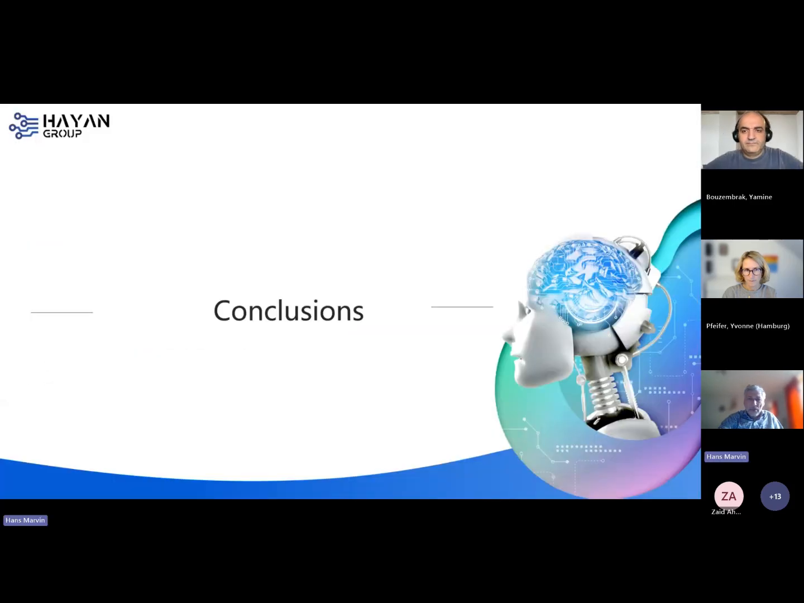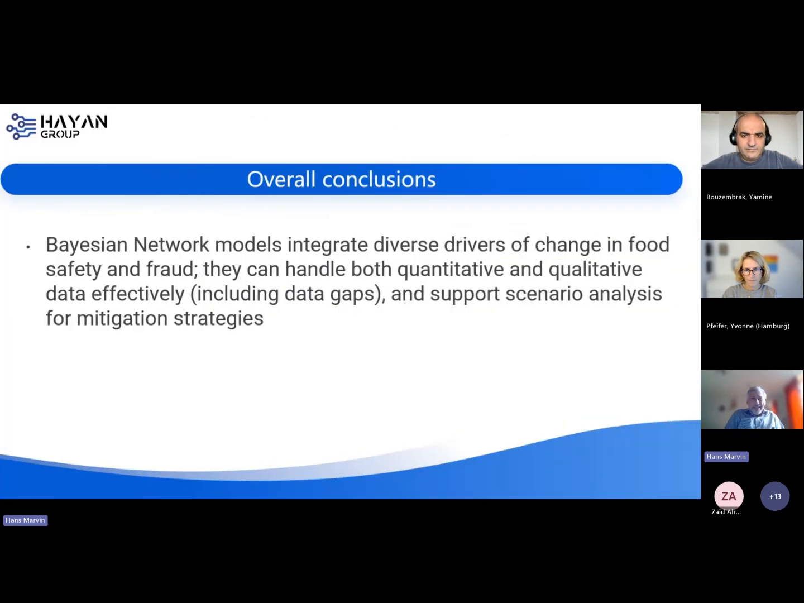And now I'd like to make some conclusions, which I hope you can maybe use for inspiration. The Bayesian network models, I hope I showed you and convinced you, can integrate diverse drivers of change in food safety and food fraud. They can handle both quantitative and qualitative data, highly efficiently, including data gaps. And last but not least, they are very handy in scenario analysis for testing mitigation strategies.